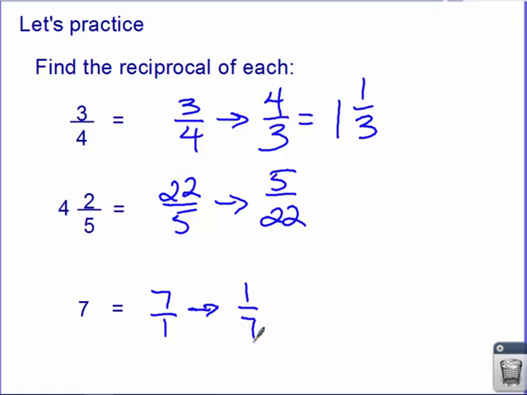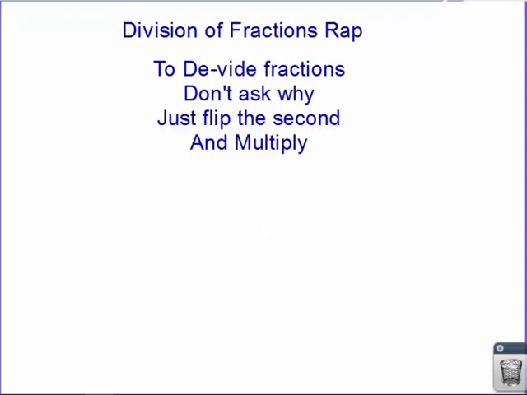Okay, so let's copy down the division rap then. This is what we're going to think about whenever we're dividing. And here's how it goes. To divide fractions, don't ask why, just flip the second and multiply. Now you'll notice in this first one, it says we have to have fractions. We still have to have fractions. So if we have a mixed number, we're going to have to change it to a fraction. If we have a whole number, we're going to have to change it to a fraction. If we already have a fraction, we just say thank goodness and go on.